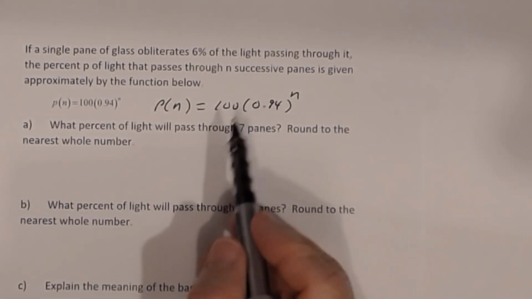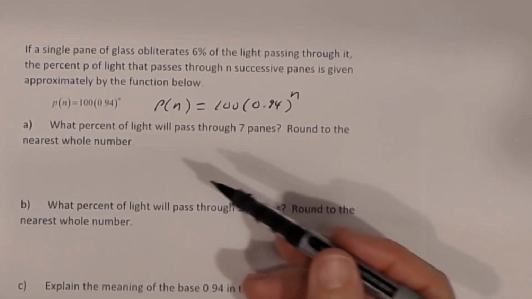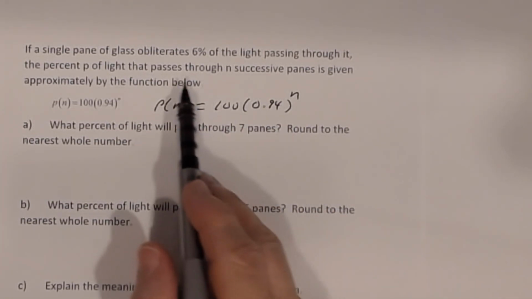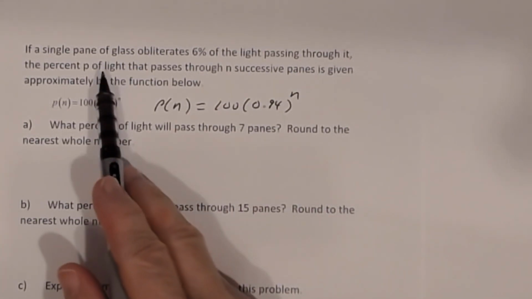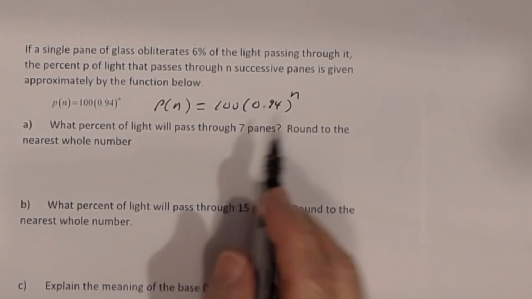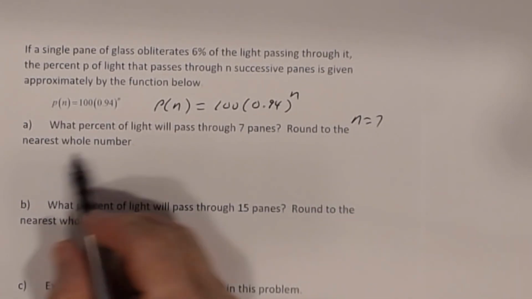So you have 7 panes that are stacked, and you have light going through all 7. Remember, n is the number of successive panes. So you're told 7 panes, so n is 7. And you want to round to the nearest whole number.